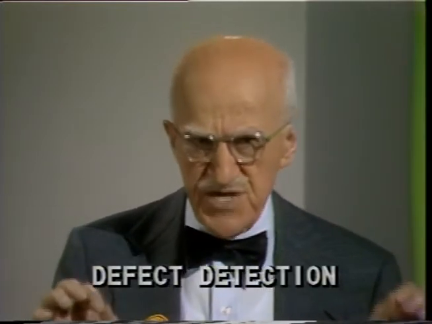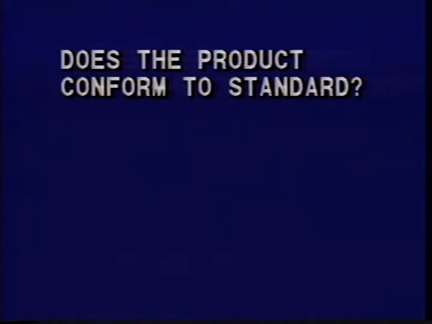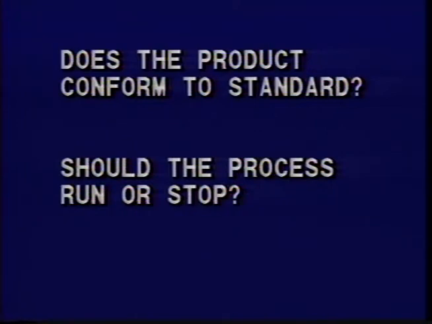Systematic remedies are also available for the inspection and test phase of the spiral. Let's start with defect detection. Defect detection is a form of product inspection and test. It serves mainly to make decisions on the product. That is, does the product conform to standard? It also serves to make decisions on the process. That is, should the process run or stop?